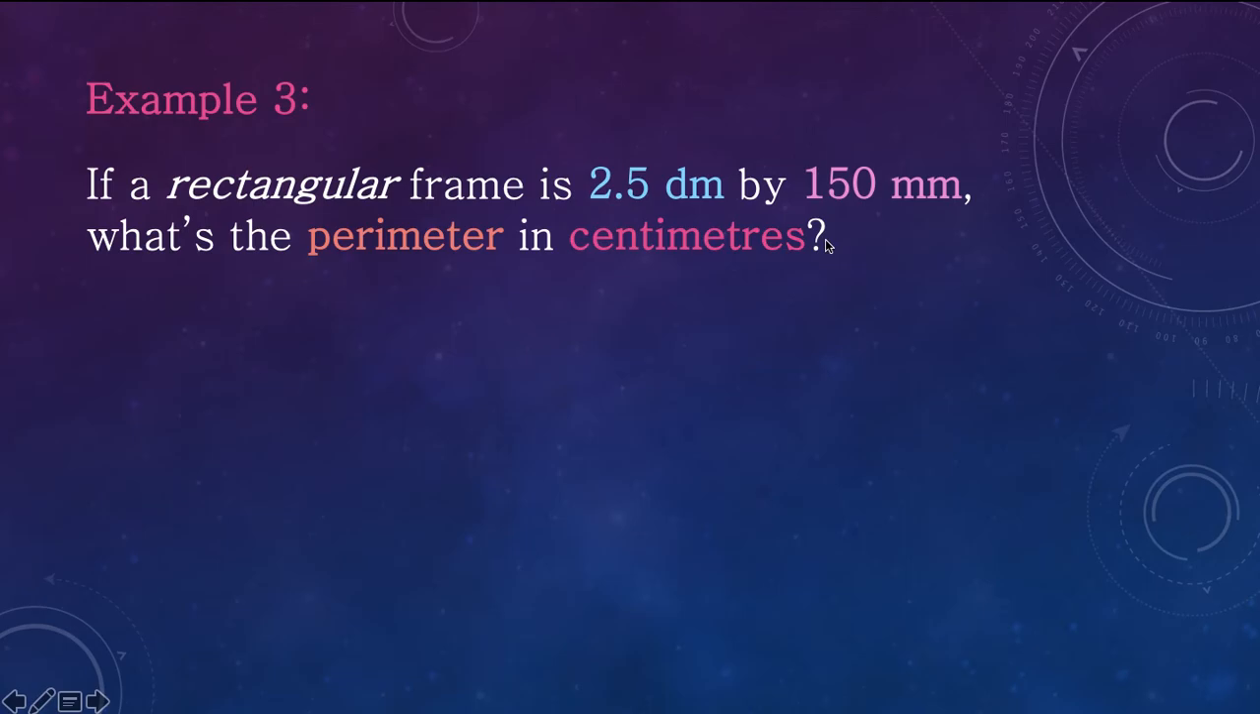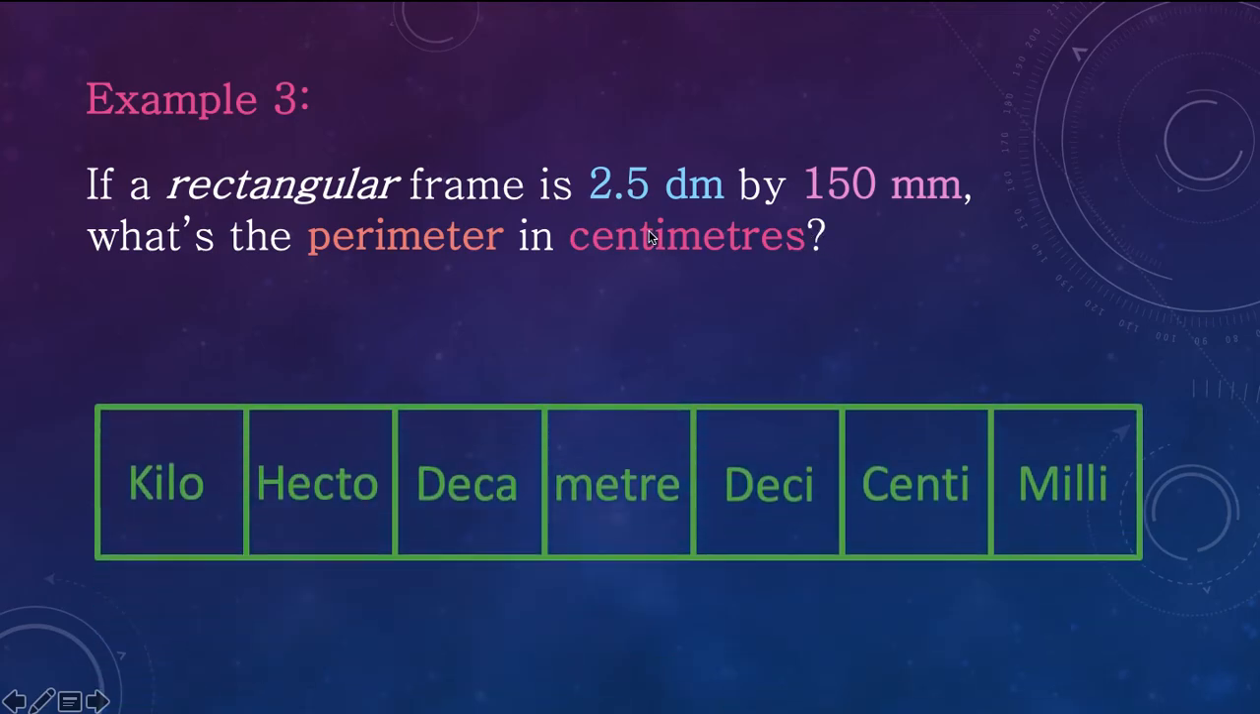So I'm having you do a couple of things here. One, you'll notice that the 2 measurements that are given to me are in units that I can't just add. You cannot just add 2.5 decimeters to 150 millimeters. It won't make sense. You need to make sure that they are in the same unit. Now, I don't give you much of a choice here because I'm telling you that I want the perimeter in centimeters. So what you're going to do, you're going to do 2 steps.